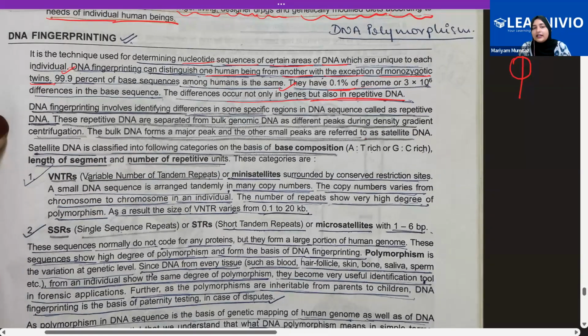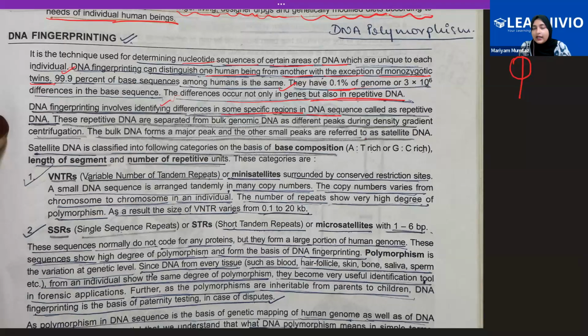So DNA fingerprinting involves identifying differences in some specific regions in the DNA. And which region? Repetitive DNA. These repetitive DNA are separated from the main or bulk genomic DNA as different peaks during density gradient centrifugation. So when centrifugation of those DNA strands is done, the bulk genomic DNA, meaning the core DNA, is separated differently. And the repetitive DNA, the 0.1% one, is separated differently.